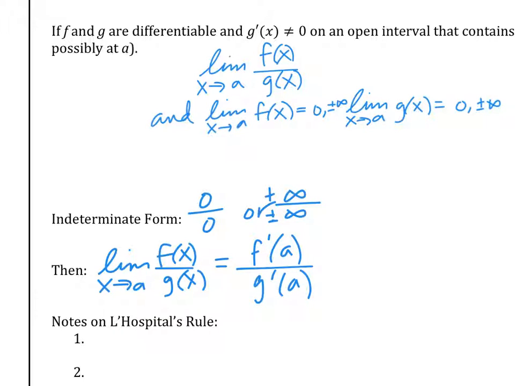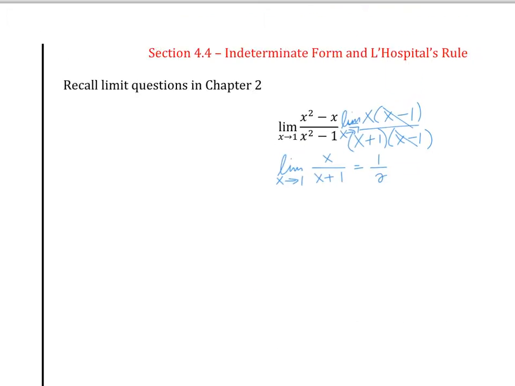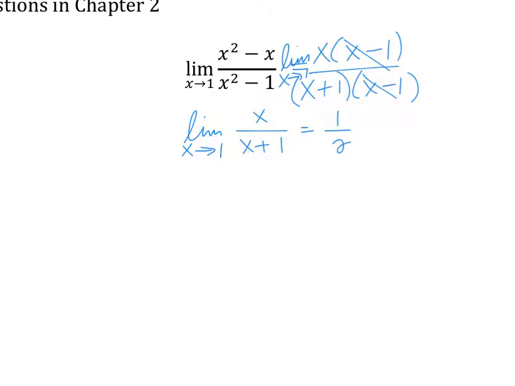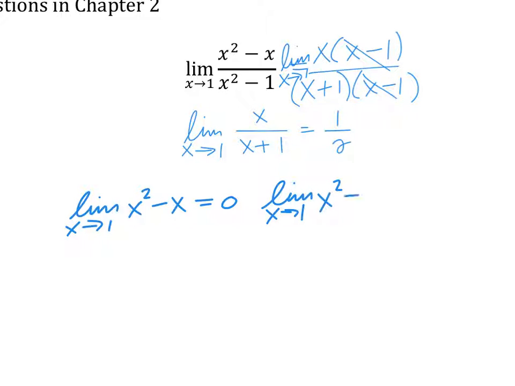All right, let's take a look. So on this original problem, the limit as x goes to 1 of the top function, which is x squared minus x, is equal to 0 when we substitute. And then the limit as x goes to 1 of x squared minus 1 is also 0. So this gives us the indeterminate form of 0 over 0. So we're going to use L'Hopital's rule.